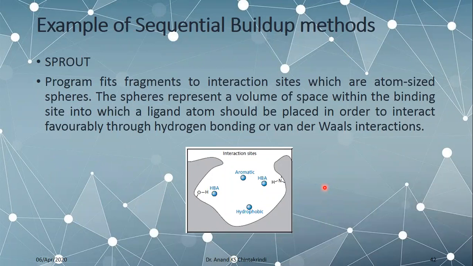The example of the sequential buildup method is SPROUT. Now, this program fits the interaction sites, which are atom-sized spheres. This sphere generally represents a volume of space within the binding site into which a ligand can be placed. So it is a point in space in the binding site in which the ligand atom should be placed in order to interact favorably through hydrogen bonding, or a van der Waals interaction when aromatic or hydrophobic site points spheres are present.